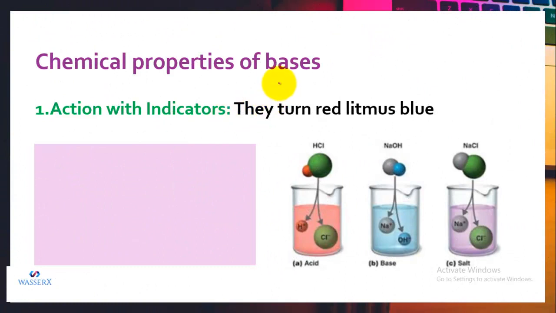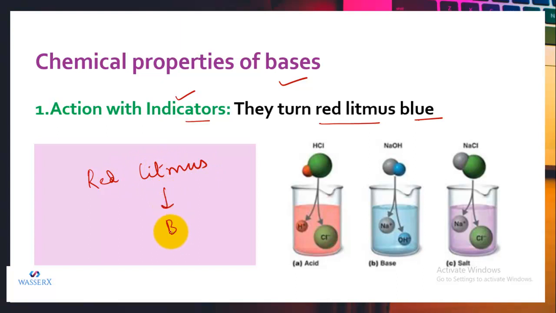Now let's do the chemical properties of bases. The first property is, what is their action with indicators? As I already told you, indicators are the substances which bring about a change in their own color when acid or base is treated with them. So they turn red litmus blue. So what is the effect of base on litmus? They turn red litmus blue in color. So this is how the bases can be treated with litmus indicator.